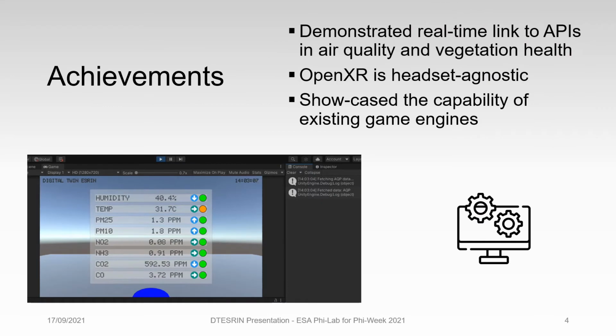This project allowed us to demonstrate several practical functionalities. First is the near real-time link to REST APIs offering air quality and vegetation health data. These APIs are connected to sensors such as the Wearable Mark II sensor. OpenXR also demonstrated its interfacing capabilities, enabling a headset-agnostic experience. Finally, existing game engines, in this case Unity, were shown to be highly capable of developing visualization and interaction capabilities for digital twins.